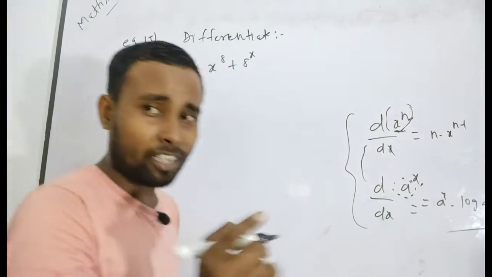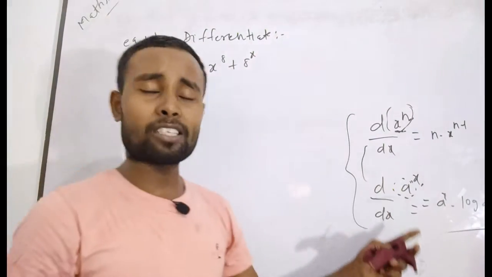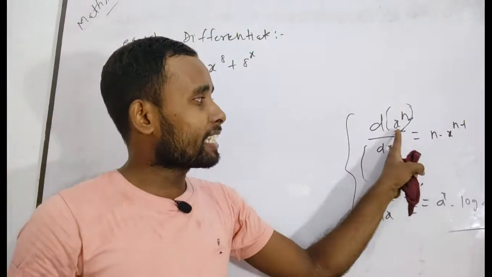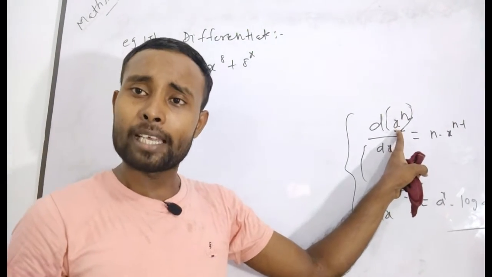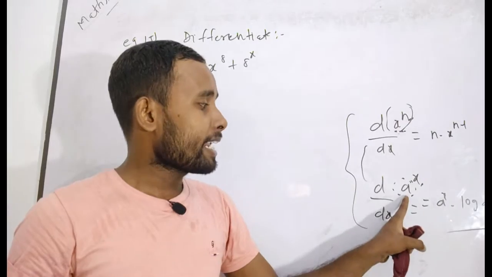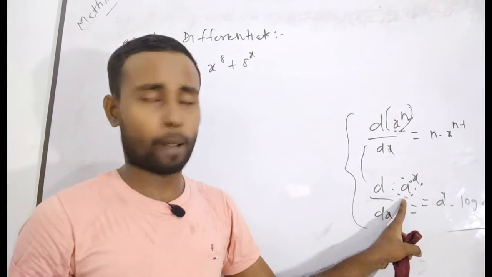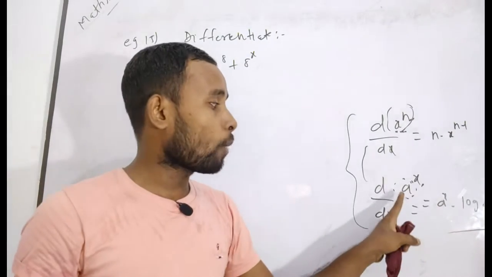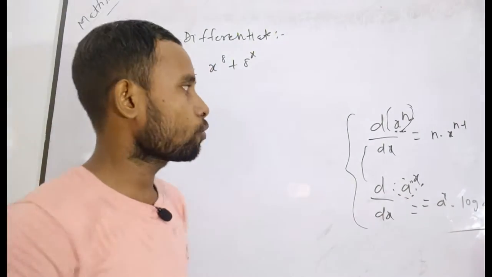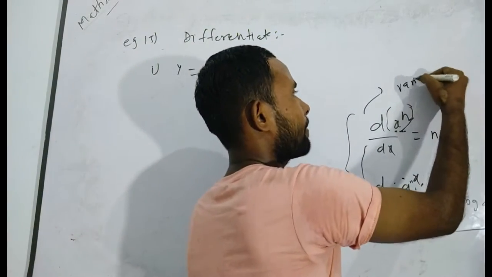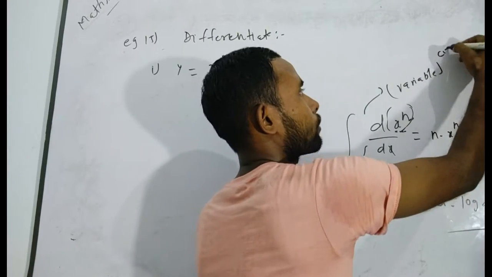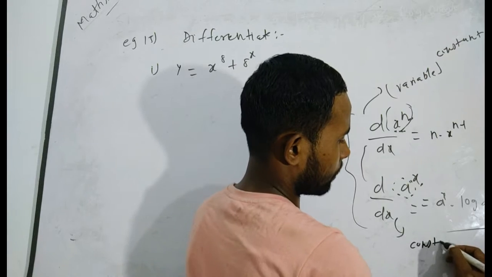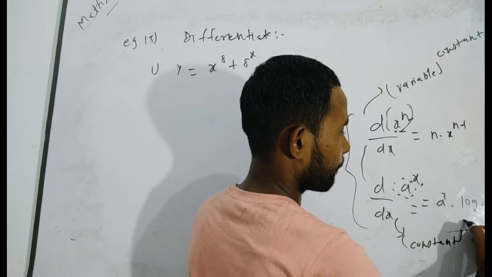Don't get confused while taking these kinds of problems. While you are solving problems, be careful. When x is a variable, then you have to use this formula. When a is a constant, then you have to use this formula. When you get x to the power any constant, then you can use this formula. That means if you want to write, you can write here variable to the power constant. And this is what? Constant to the power variable.